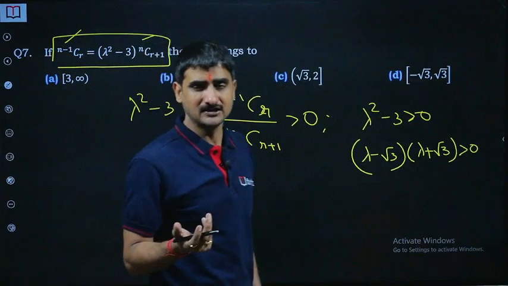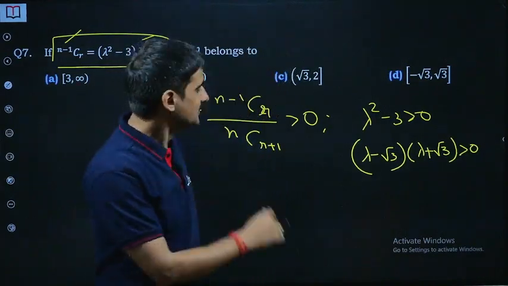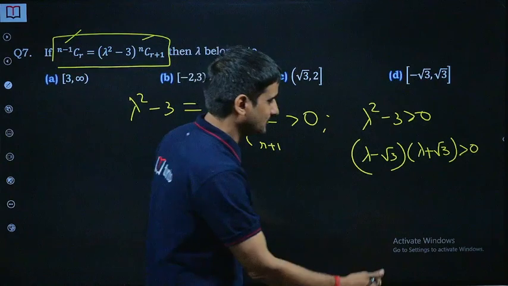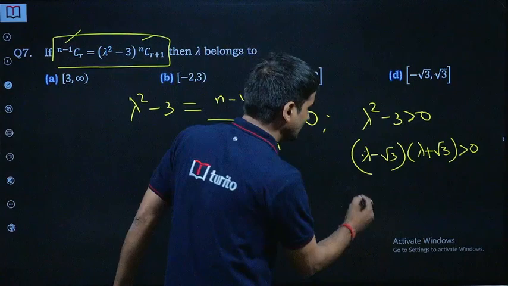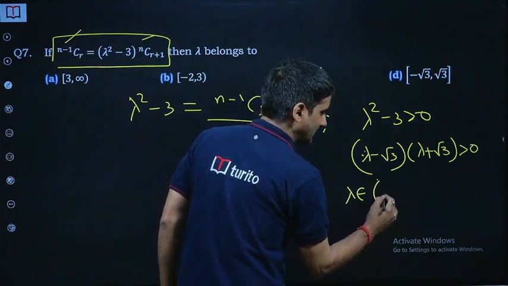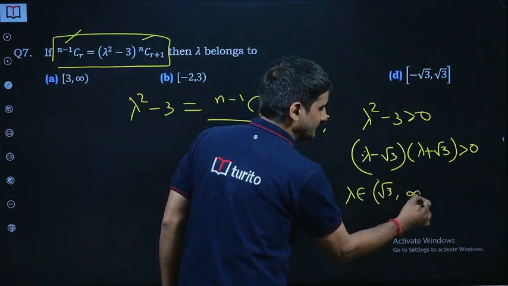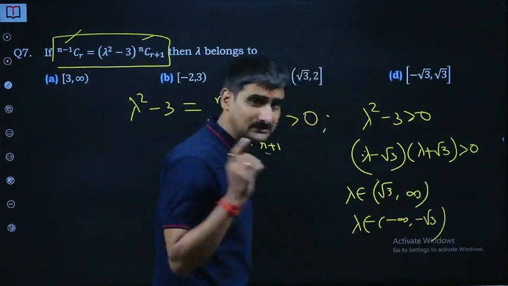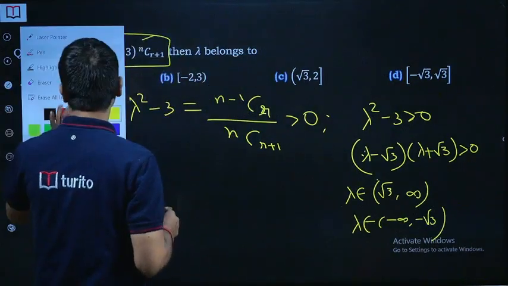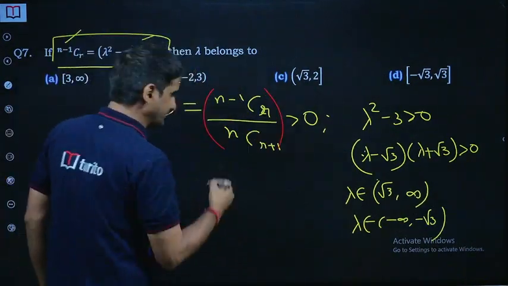If it's a higher degree polynomial from 2 onwards, factorize the polynomial before solving the inequality. So an open upward quadratic is positive beyond the roots. So either lambda belongs to root 3 to infinity, or lambda belongs to minus infinity to minus root 3. So that's one case, but that's not the sufficient condition, because let's solve this thing also.